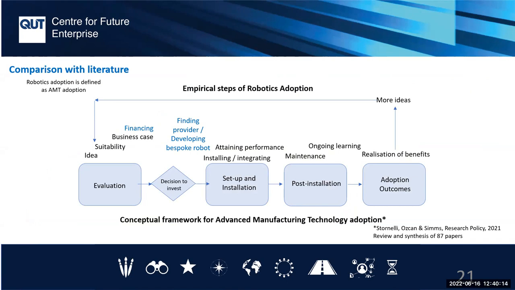Adoption of robotics falls under the umbrella of adoption of advanced manufacturing technology. There's a really nice paper, thank you, Rowan, that did a systematic literature review of 87 relevant papers, synthesized all of the information and came up with that model. It might not look earth-shattering, but it means our findings are consistent with what's been theorised about adoption of advanced manufacturing technology. We compared our steps with that, and most of it is consistent, which is reassuring. But we're also finding steps that aren't explicitly captured, like financing, which is incredibly important to our participants, and finding a provider and developing a bespoke robot.